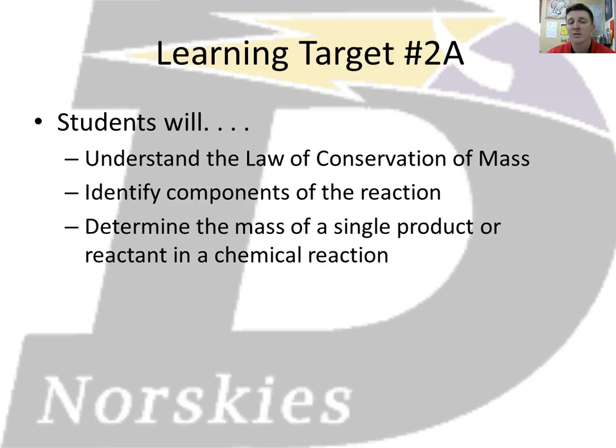The second thing that students must do is they must identify components of a chemical reaction. What is a reactant? What is classified as a product? And then finally, the third thing that students must do is they must determine the mass of a single product or reactant in the chemical reaction just by simply using simple math skills that we use in chemistry.